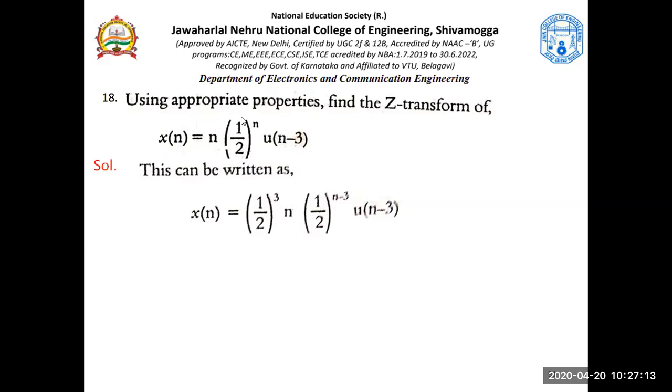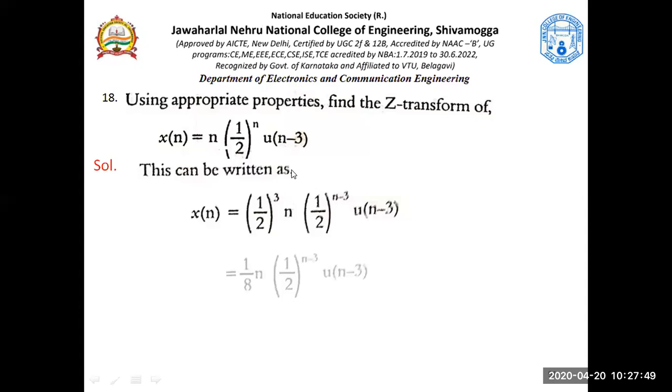Why did we do that? We did that because this is u of n minus 3, but this is (1/2)^n, not a proper form. So to bring this to the proper form, we multiplied the given signal by (1/2)^3 into (1/2)^-3. So that (1/2)^-3 combined with this signal gave you (1/2)^(n-3). And this is a scalar now. This will not harm you. This will just be there aside. This is not going to trouble you anymore.